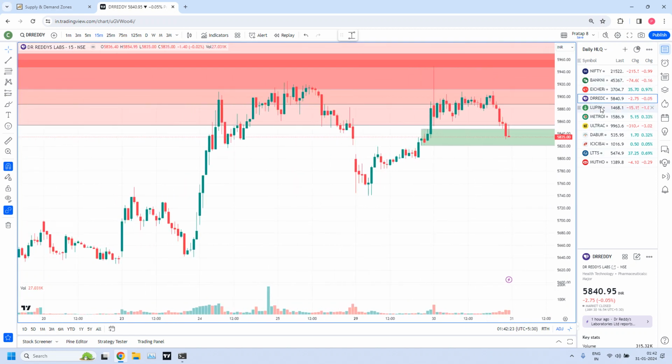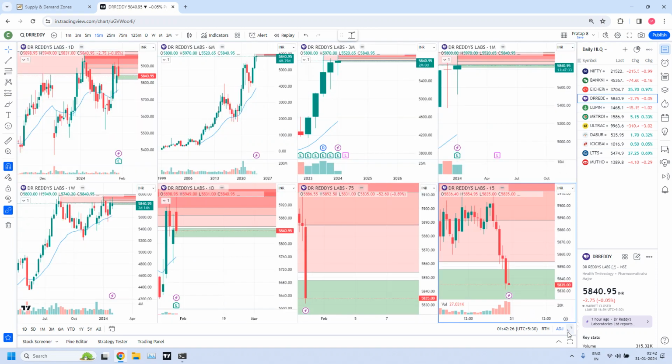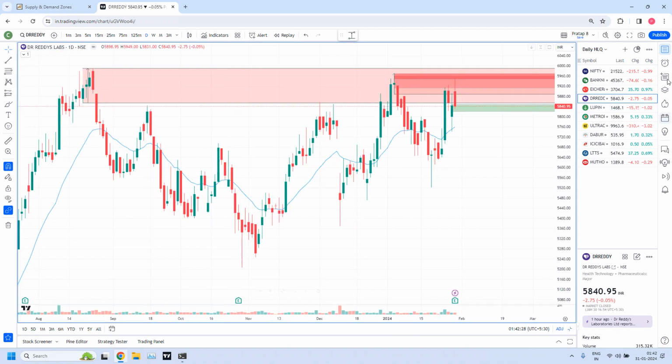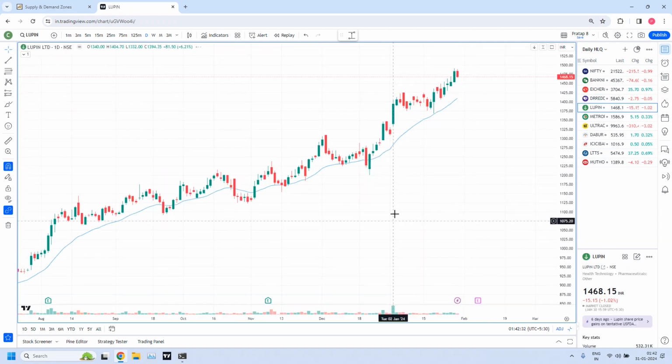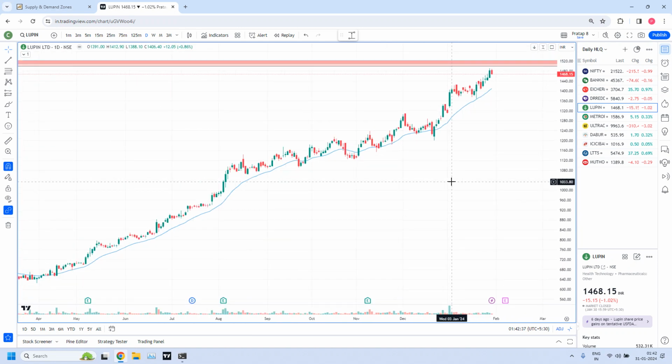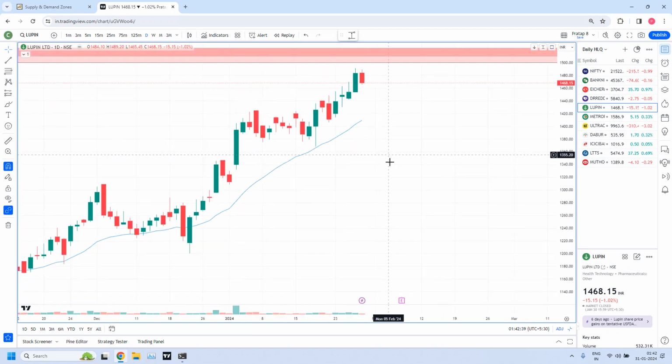So the next one is Lupin. This is also a high liquidity supply zone. We did not get a trade in Lupin. I think I didn't even plan for a trade in this zone.